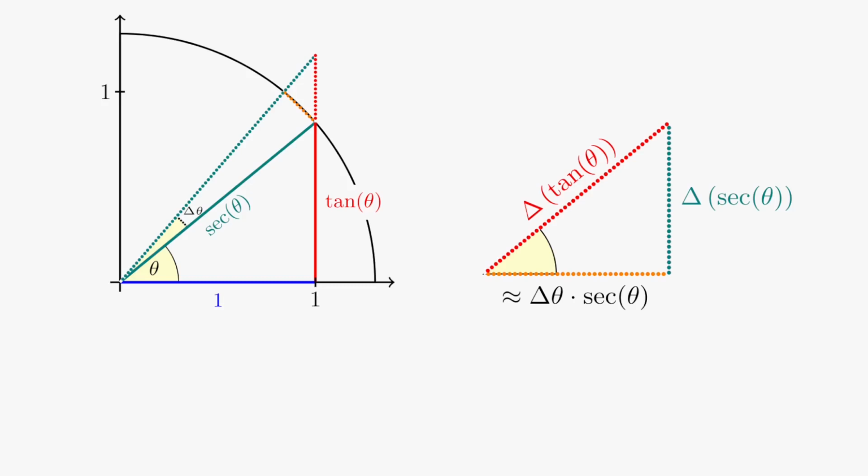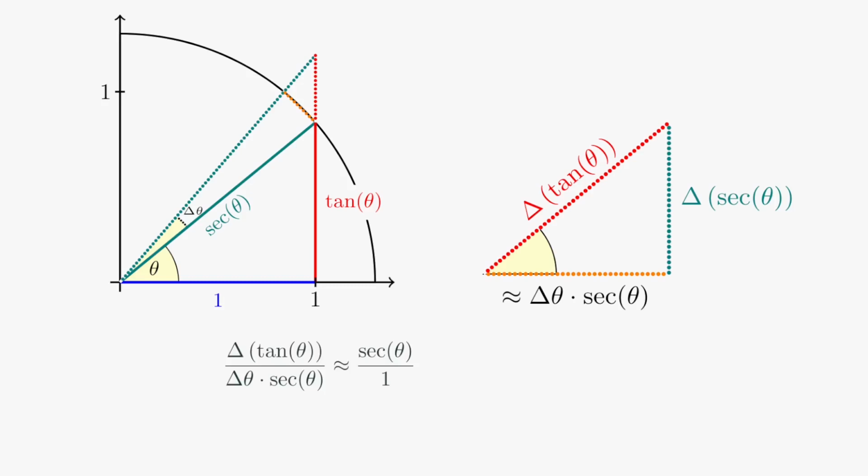If we change theta a little bit in this triangle, we get another little almost right triangle up there at the top. Here, the dotted vertical bit is the change in tangent, and that's the hypotenuse of this smaller triangle. The dotted radial bit outside the circle is change in secant, and that other dotted side along the circle has length approximately equal to delta theta times the radius of the circle, which in this case is secant theta.